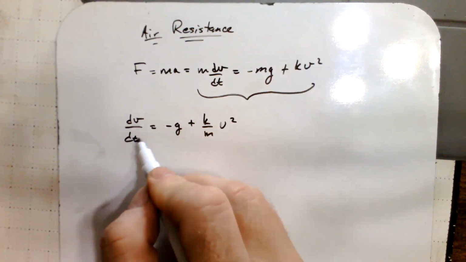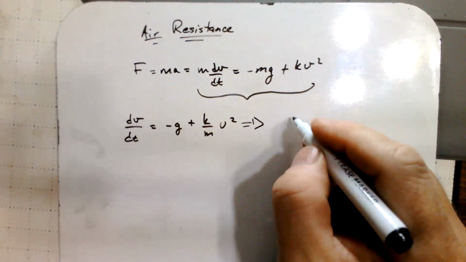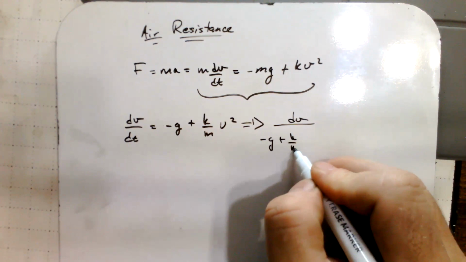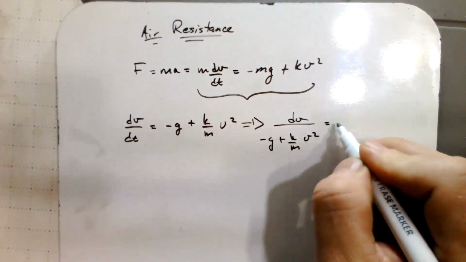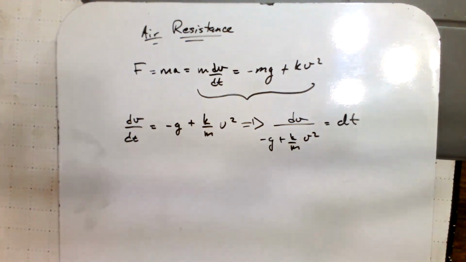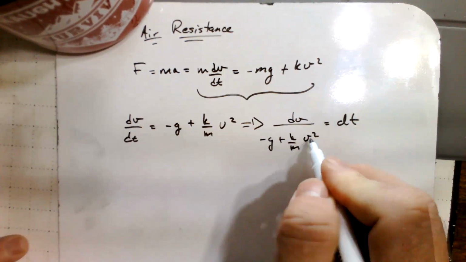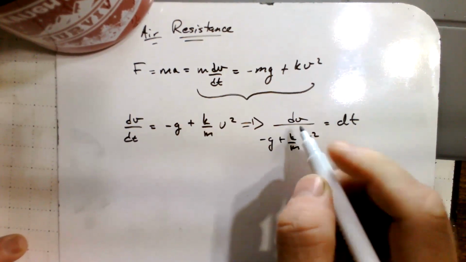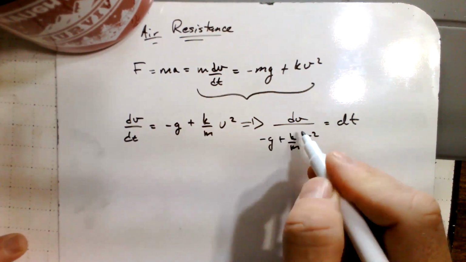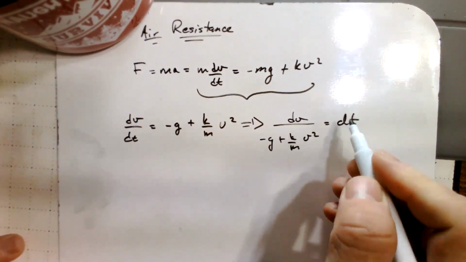We have a dv over here, so this is separable, and I can divide everything through by this term, and that gives me dv over negative g minus k over m v squared is equal to dt. All right, so now we have this separated. This is an integral that should look fairly familiar. This is the derivative of a known antiderivative, and this side is just the integral by the power rule.